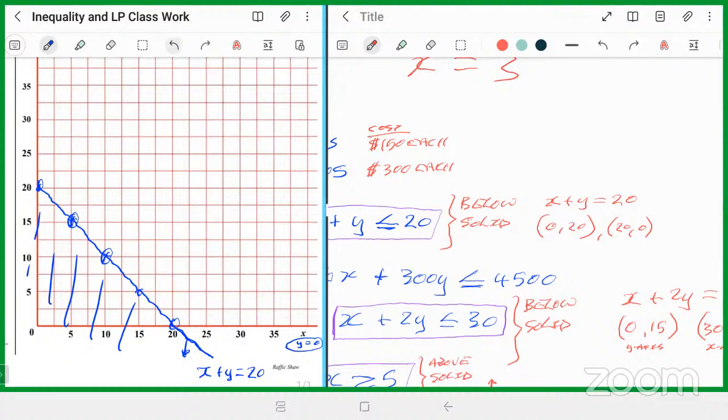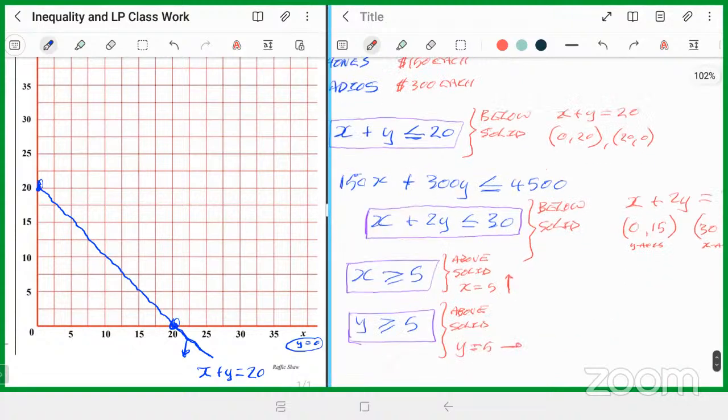But we're not going to shade yet. The region that we want is below that line. Let me take out some of these marks where we have the line. So that is the line. We use these two points alone, the y-axis intercept and x-axis intercept, to draw it.